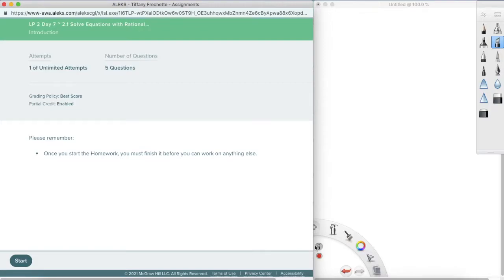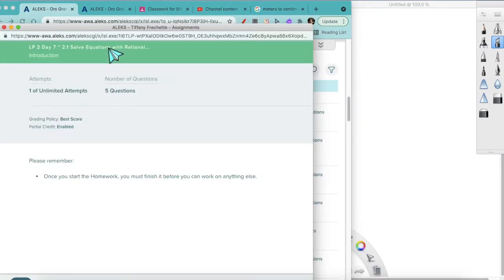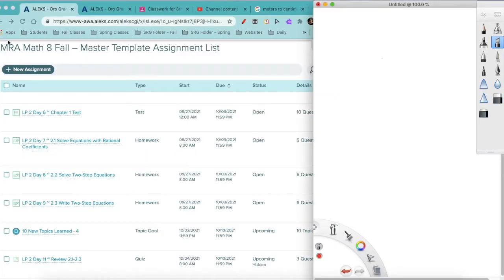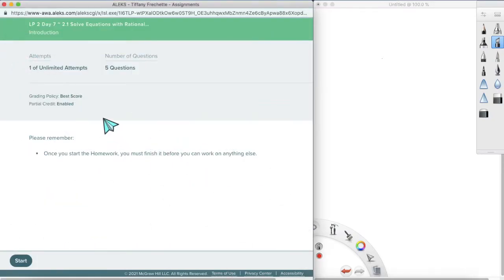Okay, we are starting chapter 2, section 1, solving equations with rational, let's see, what was the whole title here? With rational coefficients is what we wanted. Sorry, I was just cutting off the title there. I wanted the rest of it. Okay. This is for Math 8, so we want to make sure we're in the right math class there.